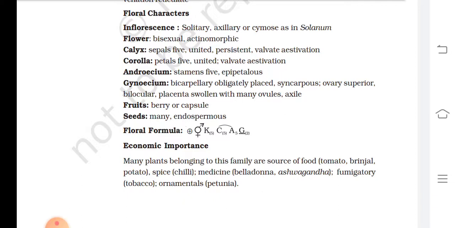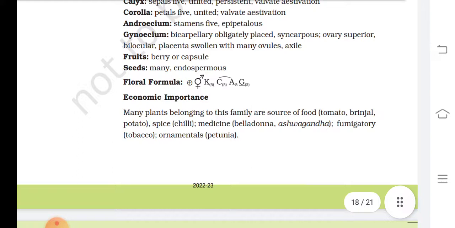Flower bisexual, actinomorphic, calyx sepals 5, united, persistent, valvate aestivation, corolla petals 5, united, valvate aestivation, androecium stamens 5, epipetalous, gynoecium bicarpellary, obliquely placed, syncarpous. Ovary superior, bilocular, placenta swollen with many ovules. Fruit berry or capsule. Seeds many, endospermous. Floral formula is given, you have to see in the book.